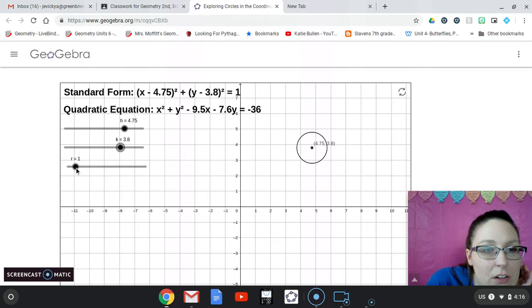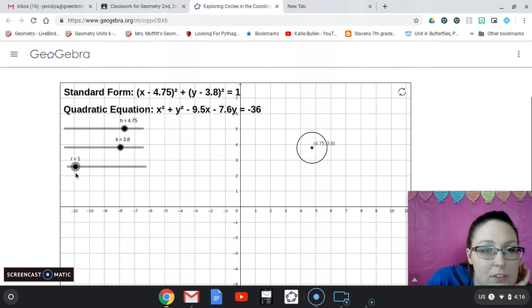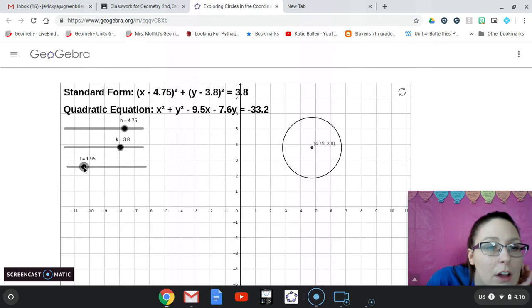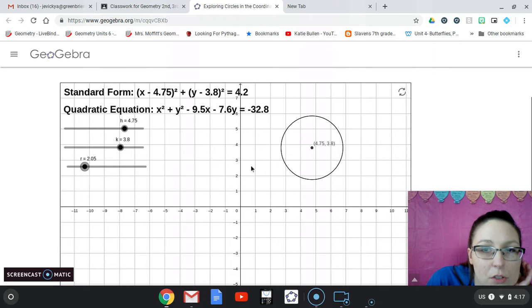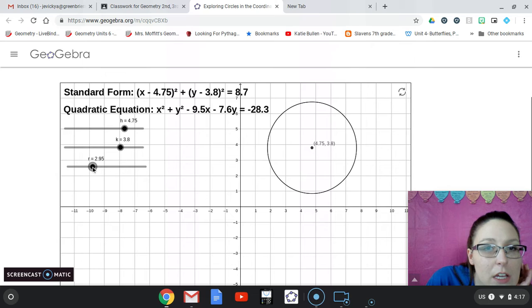When I start changing r, that does change the size of my circle. When I had a radius of 1, then this equals 1. When I move my radius up, see if I can get it on 2. Pretty close, right? If this was 2, then we would have a radius of 2, and notice this is now 4. If I move this up closer to 3, that's really close to 9, right?